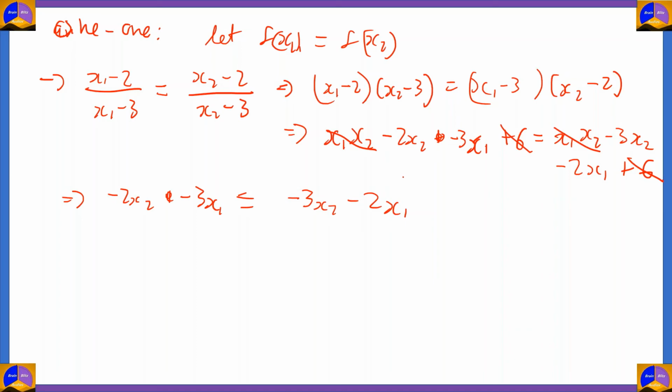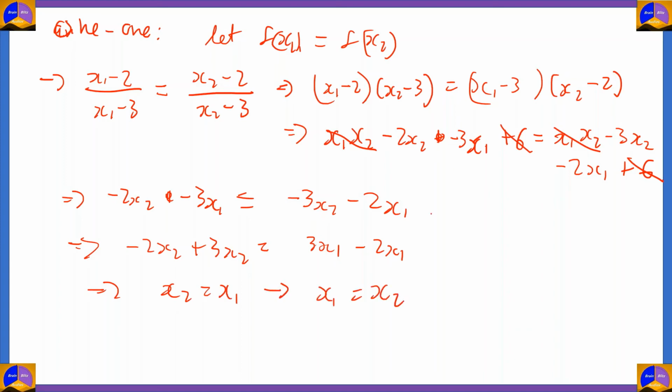So let's group together the terms having the same variable. What we get is minus 2x2 plus 3x2 giving 3x1 minus 2x1. So basically x2 equals x1, which is the same as x1 equals x2. So when we considered f of x1 and f of x2 are equal, we found that x1 is equal to x2. So f is a 1-1 function.